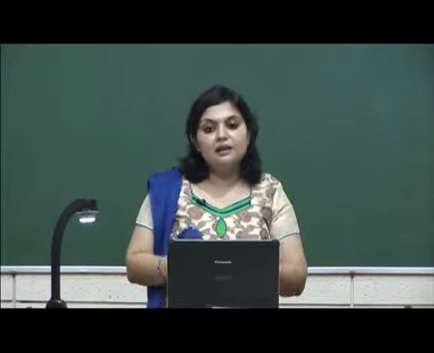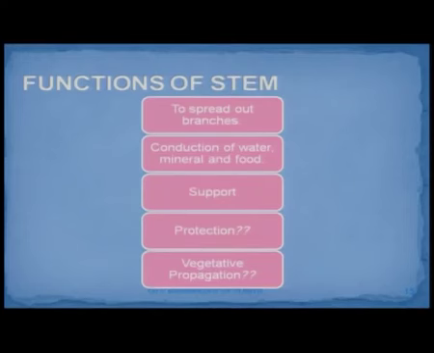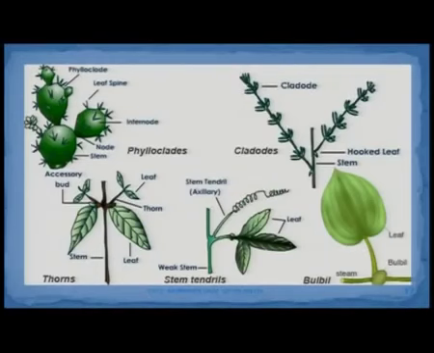Besides these, the stems also provide support. Some stems are modified to provide protection and some are modified to provide vegetative propagation. How? We will see further in later slides. This brings us to the modifications of the stem. Stems are variously modified to perform many different functions. They are modified as phylloclades, cladodes, thorns, stem tendrils and bulbils, and we will now study the function of some of them.